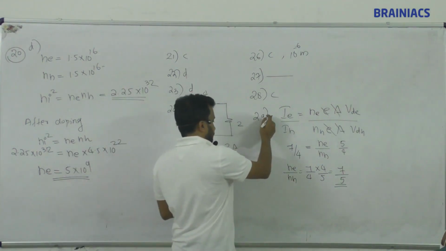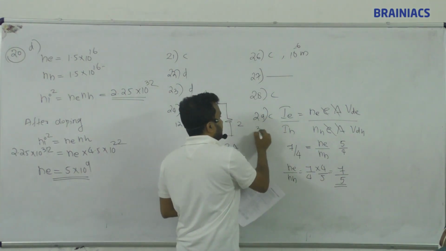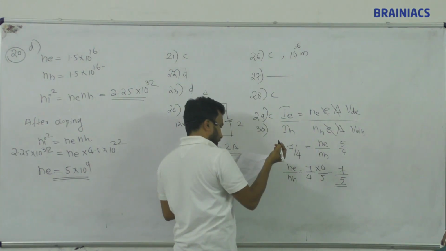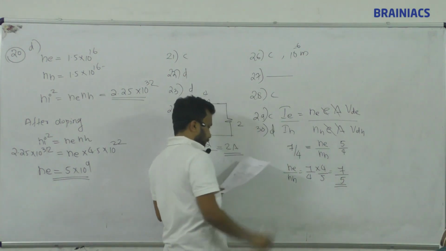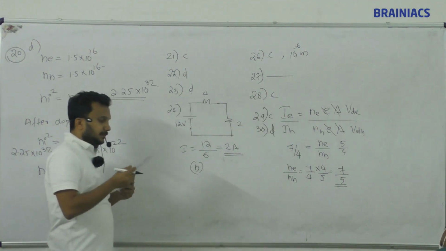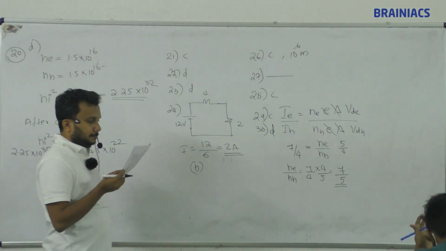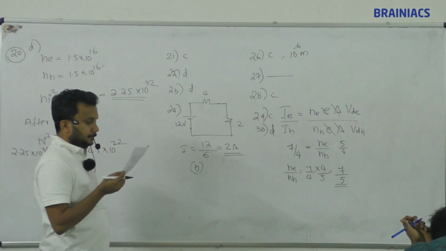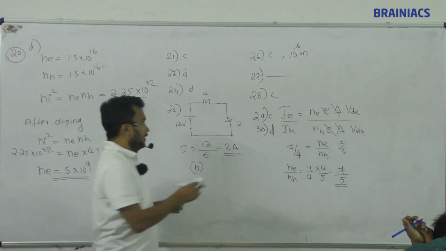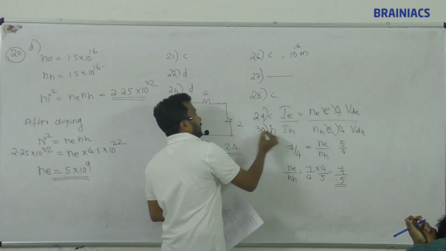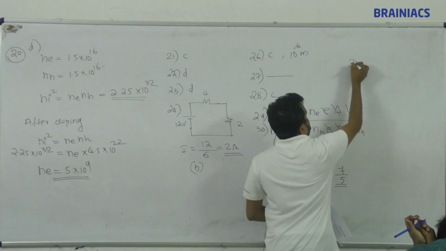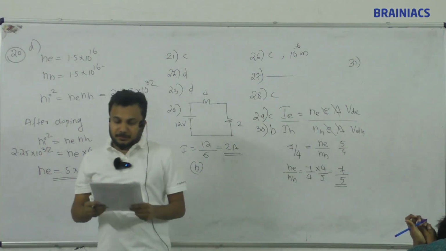The 29 answer, this is 30. The answer is D. D or B, right? B. Now 31.